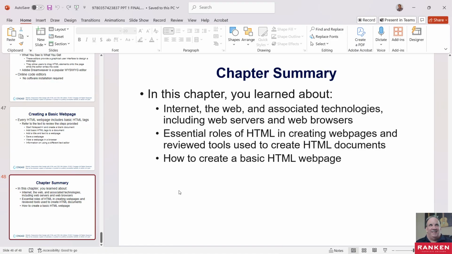Let's see what else. Essential roles for creating web pages and revised tools. Yeah, so we talked about text editors, and then we also talked about WYSIWYG editors. WYSIWYG is what you see is what you get. You can move things around on the page. We looked at a little bit of basic HTML there. We're going to do that a lot more tomorrow. So let's go ahead and end there, I guess.